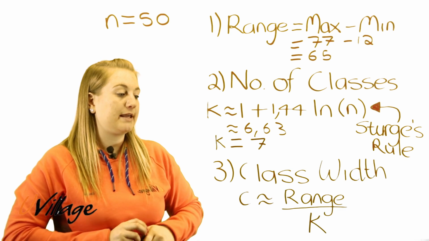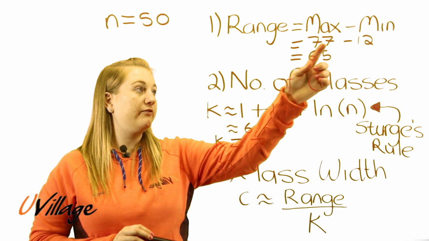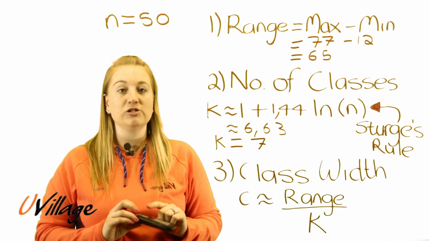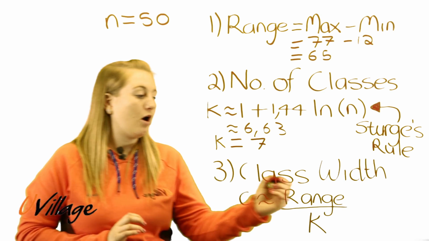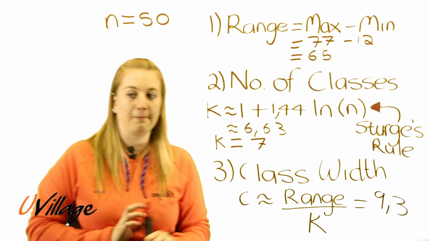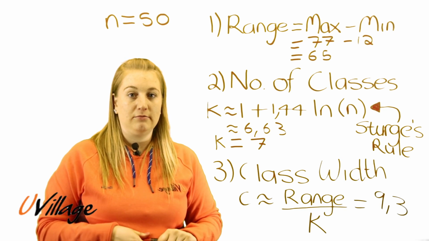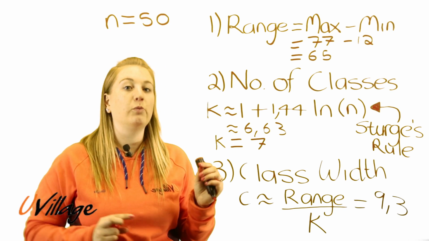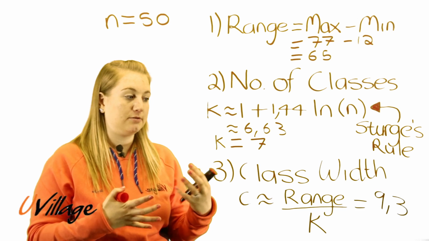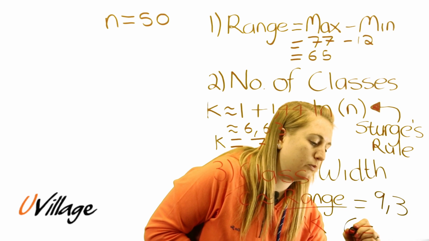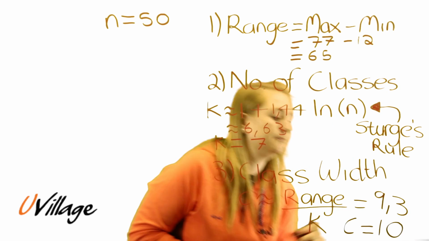The last step in this section is calculating the class width. And that is done by taking the range of 65 and dividing by our number of classes, 7. So that's going to give us a value of 9,3. But once again, we can't have a class width that is 9.3 in length, so rather round up to the nearest integer. And always round up. So that will give us a class width of 10.